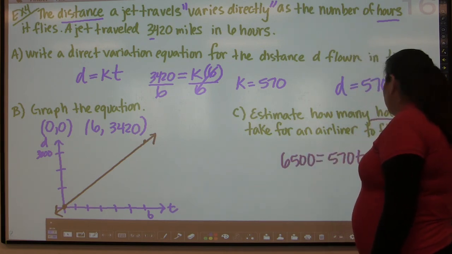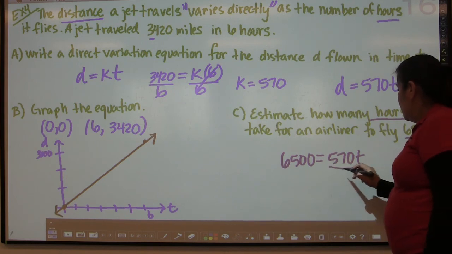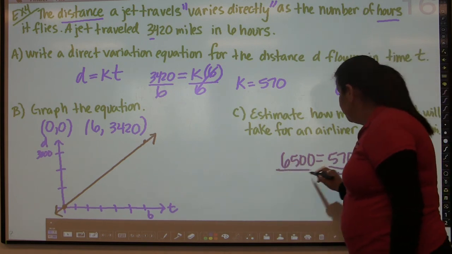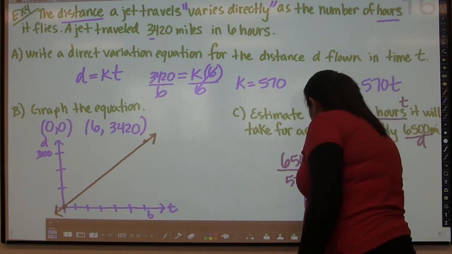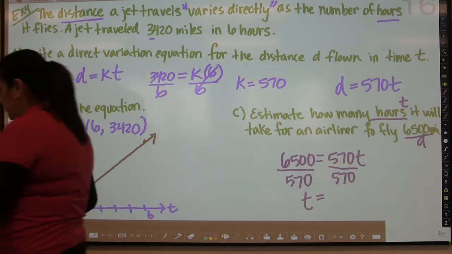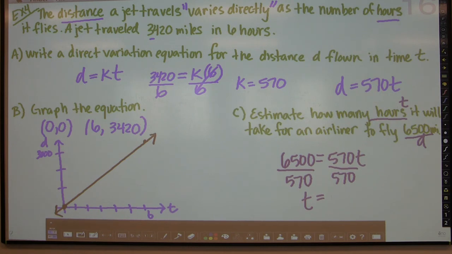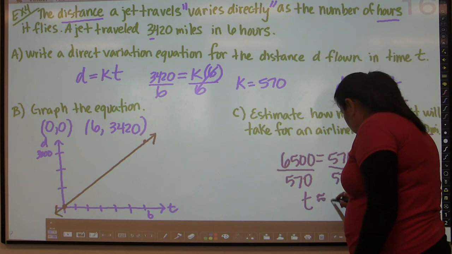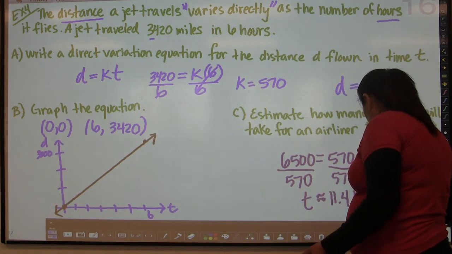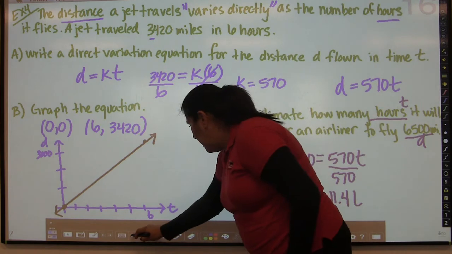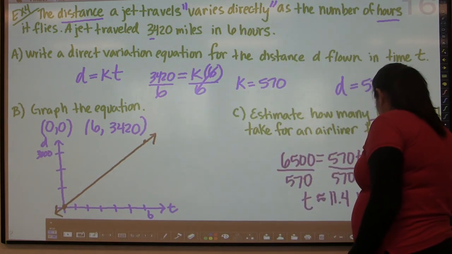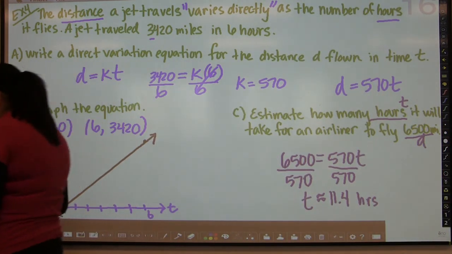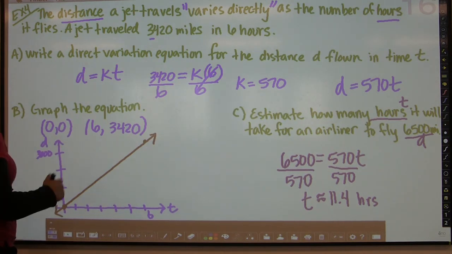And then I'm solving for t because I don't know how many hours. So I divide by 570. And then t is equal to 6,500 divided by 570, which is 11.4 roughly. So we're going to put an approximate symbol here. 11.4, oops, not t, 11.4 hours. All right? So that is how you do this little guy.